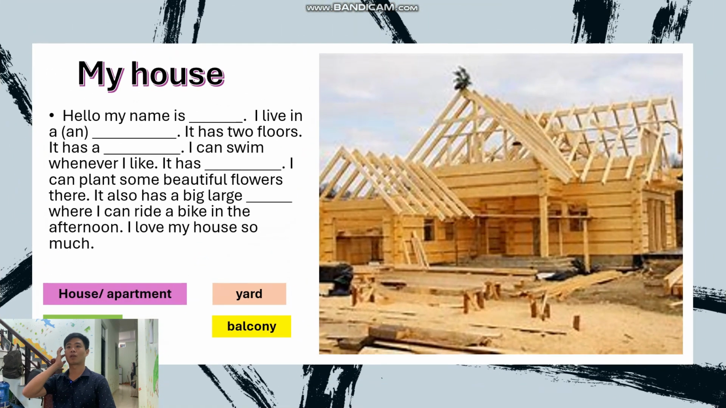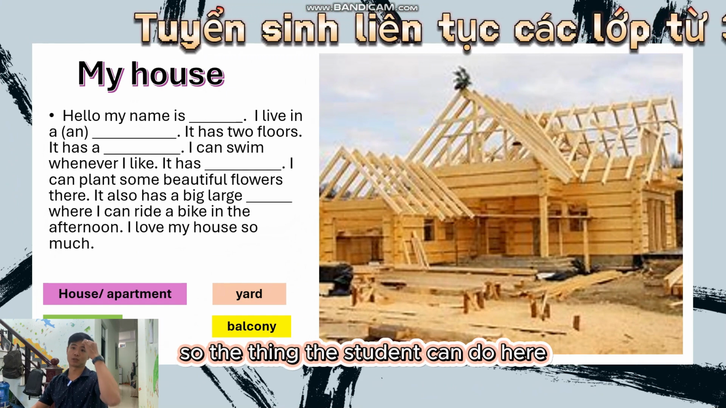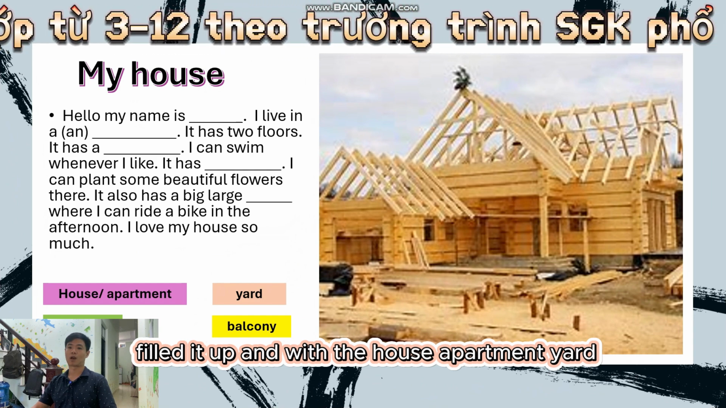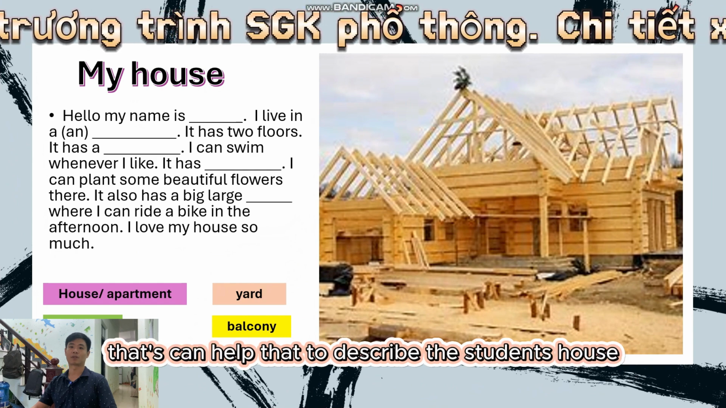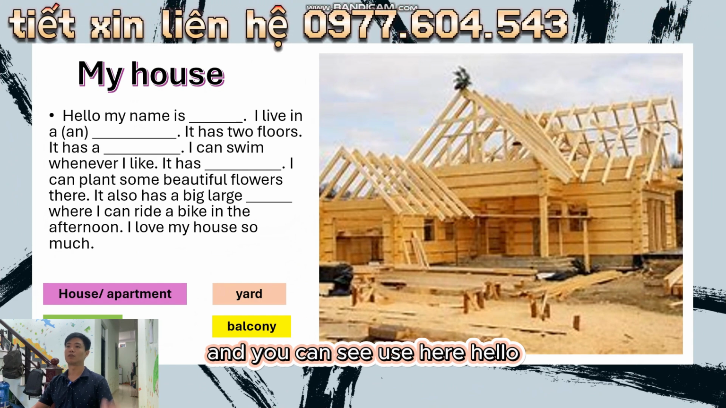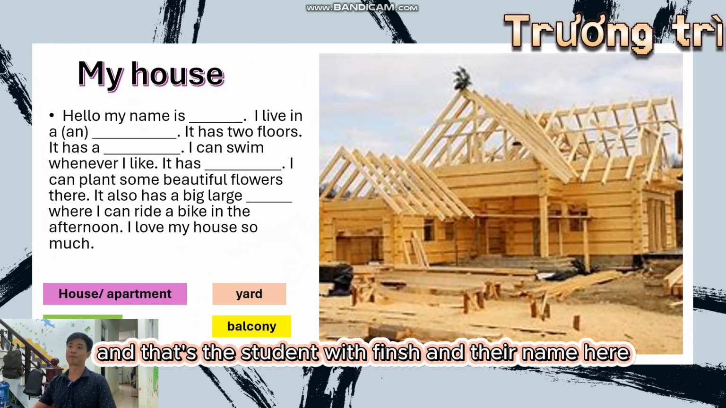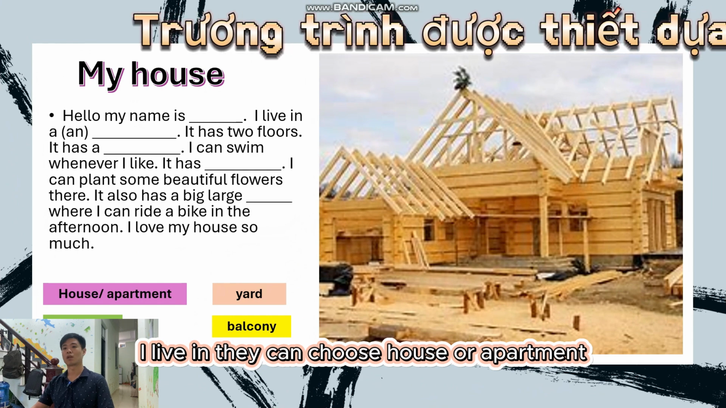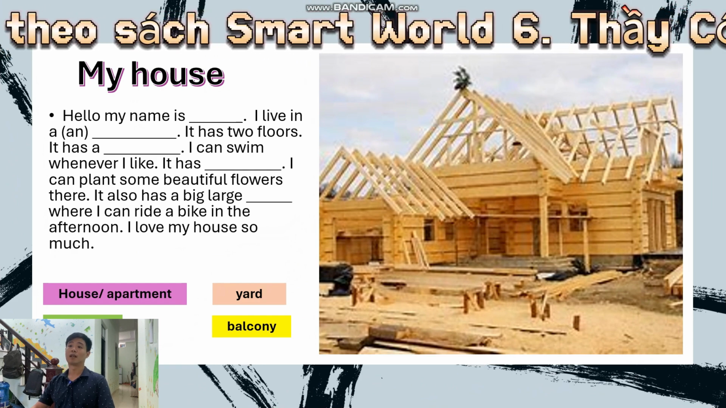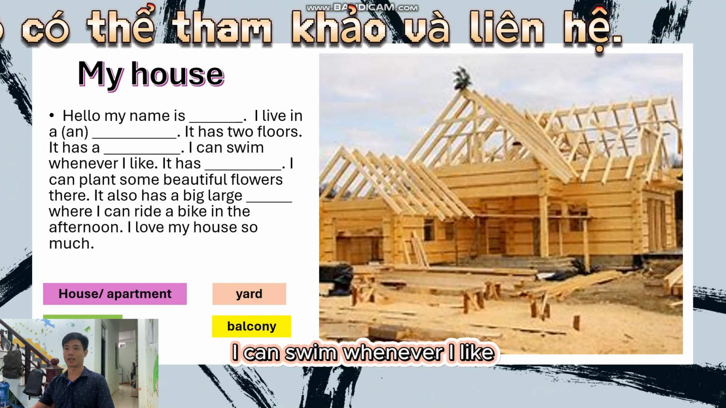You can give the students the model answer here. So the thing the students can do here is just fill it in. With house, apartment, yard, pool, and balcony, that can help them describe their house. You can use: Hello, my name is, and the student will finish with their name here. I live in, they can choose house or apartment. It has 2 floors. It has a, with the blank here, so you can guide them. I can swim whenever I like, so they can choose.